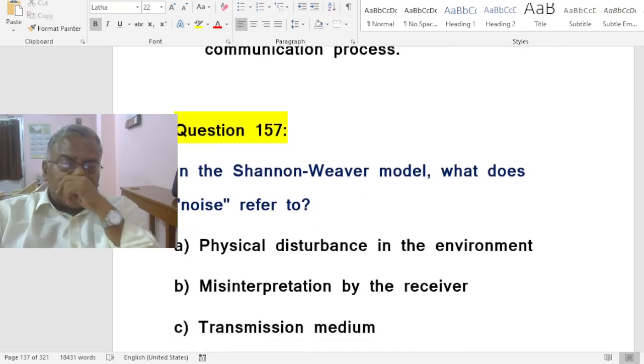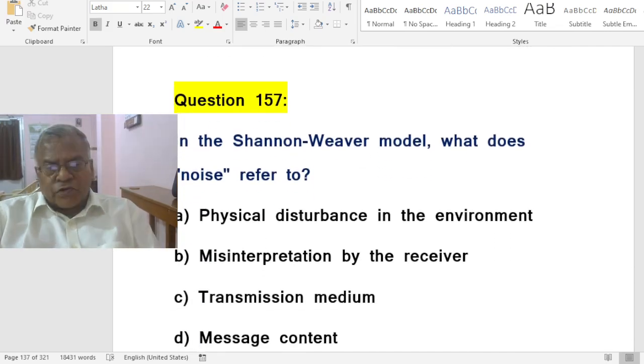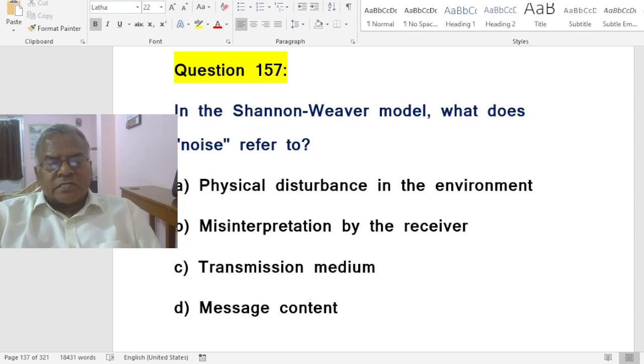In the Shannon-Weaver model, what does noise refer to? A, physical disturbance in the environment. B, misinterpretation by the receiver. C, transmission medium. D, message content.